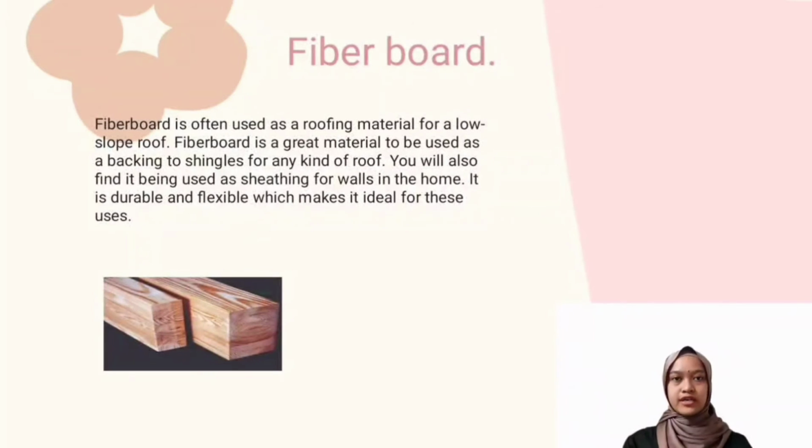Next, fiberboard. Fiberboard is often used as a roofing material for a low-slope roof. Fiberboard is a great material to be used as a backing to shingles for any kind of roof. You will also find it being used as sheeting for walls in the home. It is durable and flexible, which makes it ideal for these uses.